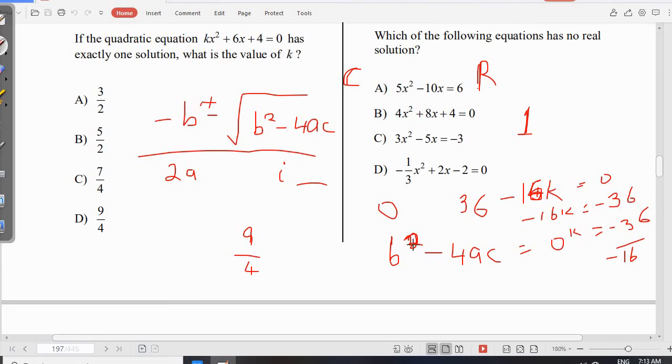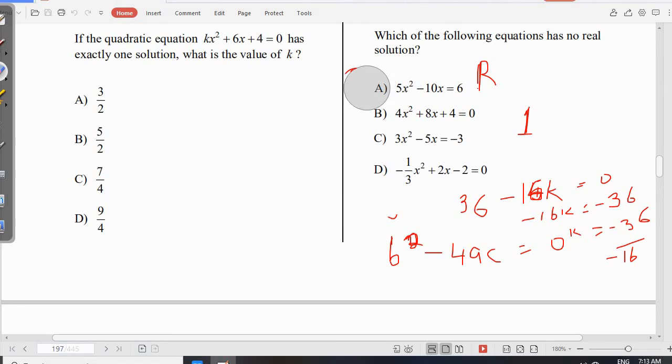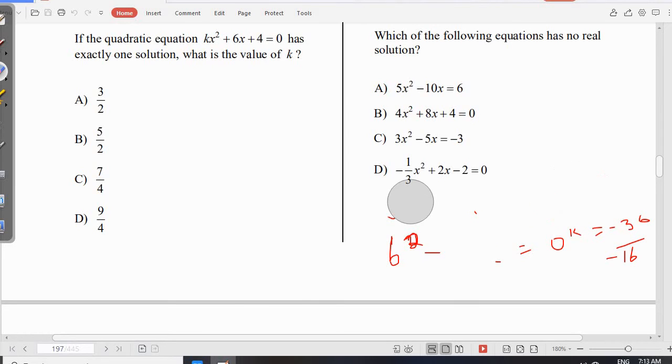So that's just what we are using to solve this. B squared minus 4ac equal to 0, you replace and you get k equal to minus 36 over minus 16. Alright, so you have your answer 9 over 4 there. That's the explanation I told you I would explain after we learned difference of two squares. Okay, let's move to the next one.